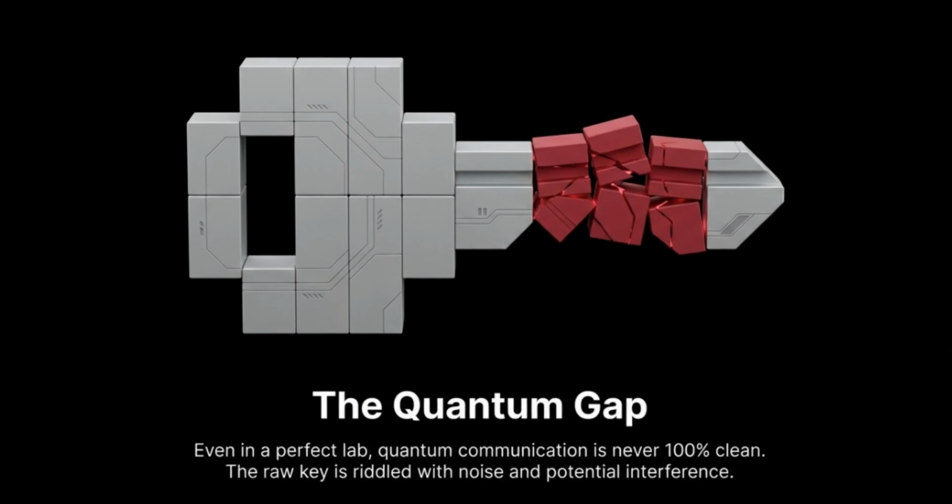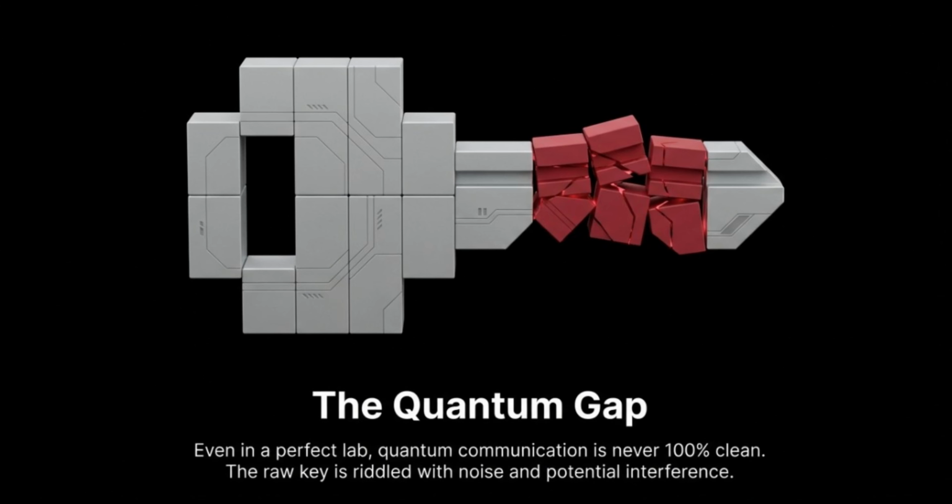This is the hard truth of quantum physics. Even in a perfect laboratory environment, quantum communication is never 100% clean. The raw key Jennifer and John hold is not a ready-to-use password. Instead, it is riddled with environmental noise and the constant threat of potential interference. These gaps and broken segments represent the uncertainty that we must overcome. Whether it is a single misfired photon or a deliberate attempt by an eavesdropper to listen in, these imperfections create a bridge that we cannot cross without advanced mathematics.